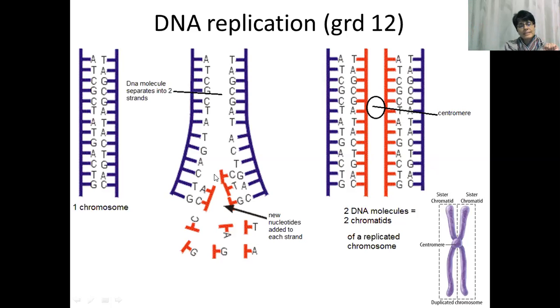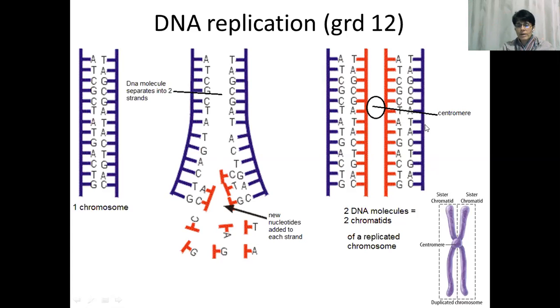But what happens is that the DNA molecule splits. There's an enzyme which causes it to split, and then new little nucleotides, these little red ones, are brought in. They join onto both sides, and they join on exactly the same way. So you end up with two DNA molecules, half old and half new nucleotides.